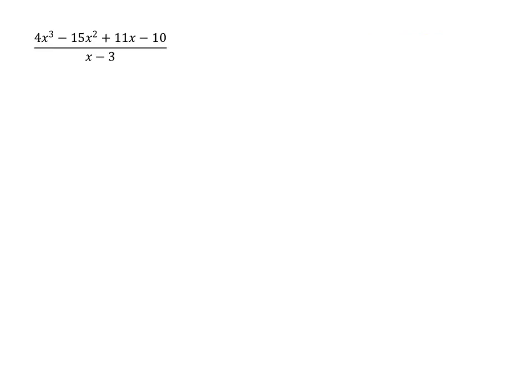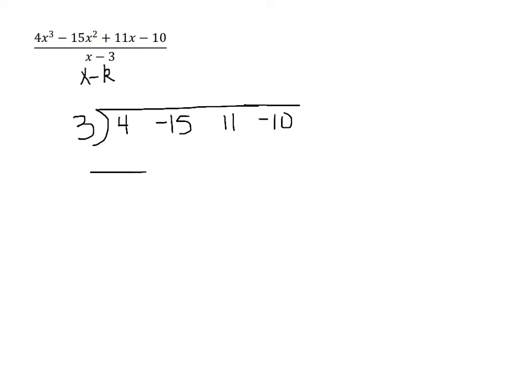For the rest of these, I'm only going to do the synthetic division. So I've got x minus 3, so that's the same as x minus k, and I want only k. So that means I want only 3. And then I'll divide by 4, negative 15, 11, and negative 10. Leave some space, bring down the 4.